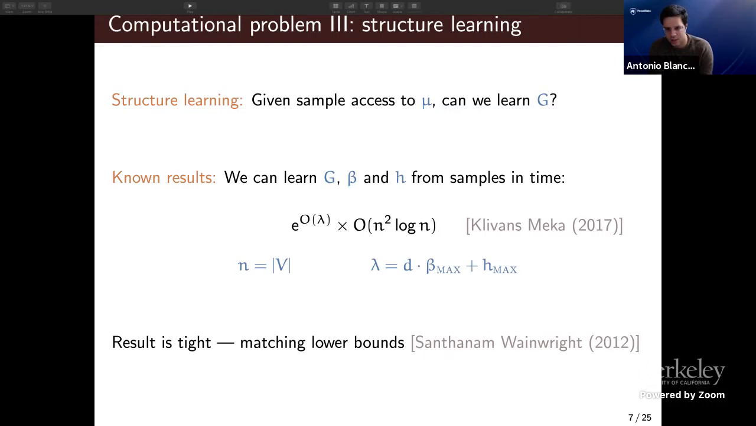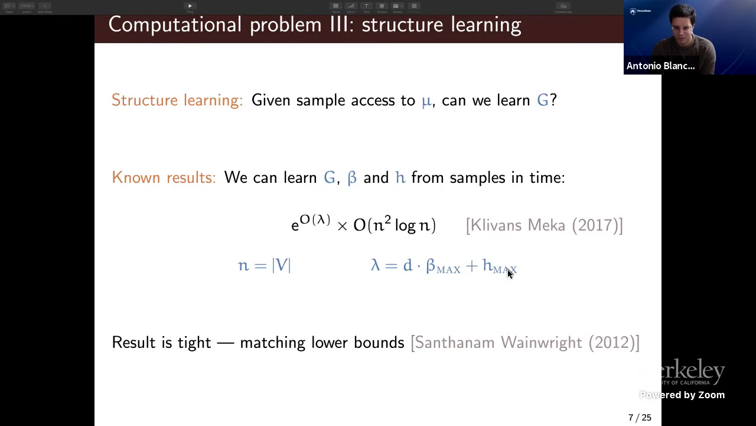There are many works that led to this result, but now we have this algorithm that is exponential in the sparsity of the model times n squared log n. N is the number of vertices, and the sparsity of the model is essentially the max degree times the maximum value of beta in absolute value plus the maximum external field, also in magnitude. Okay, and this result is more or less tight. There is a matching lower bound due to Santhanam and Wainwright in 2012.